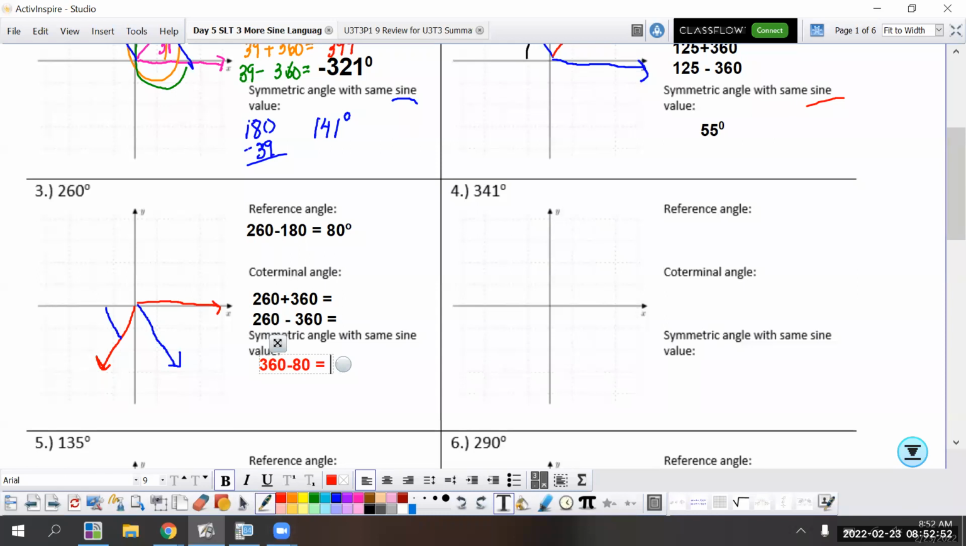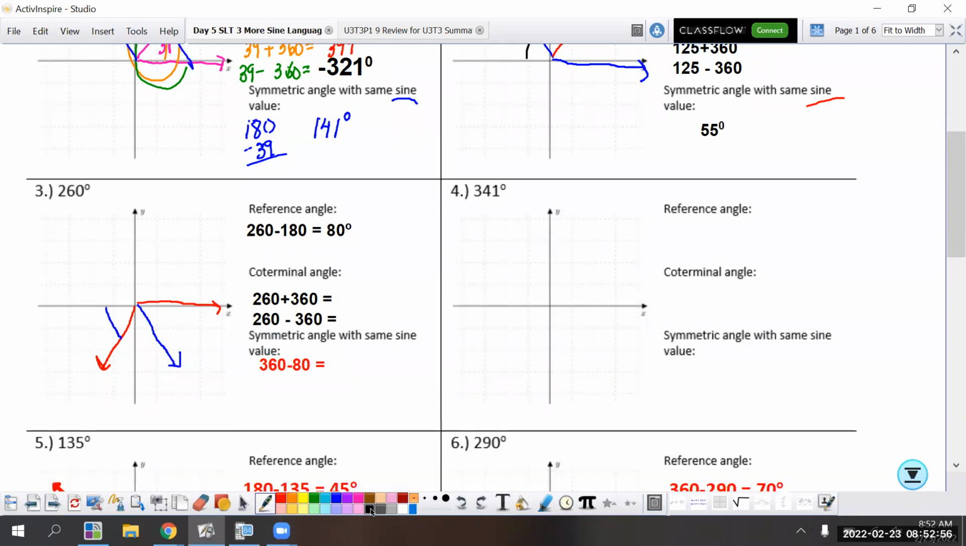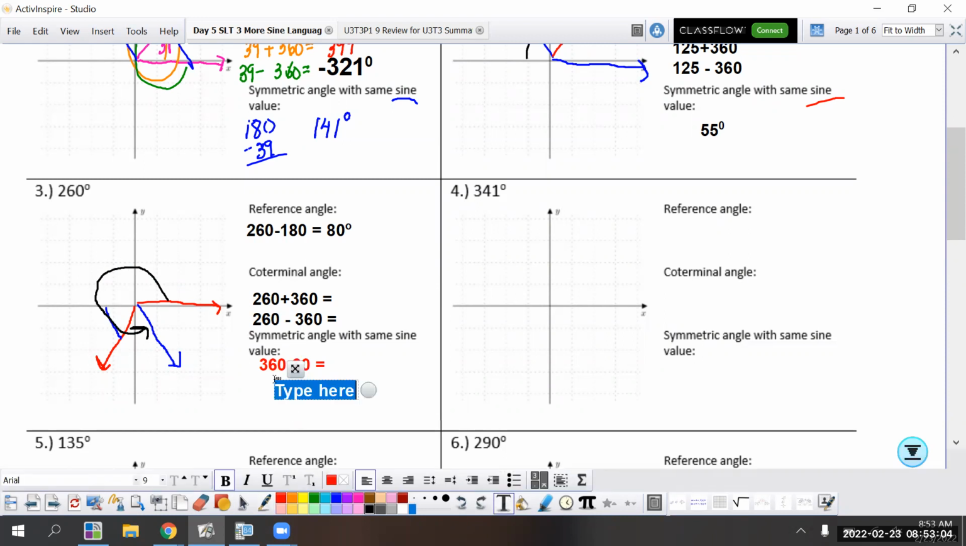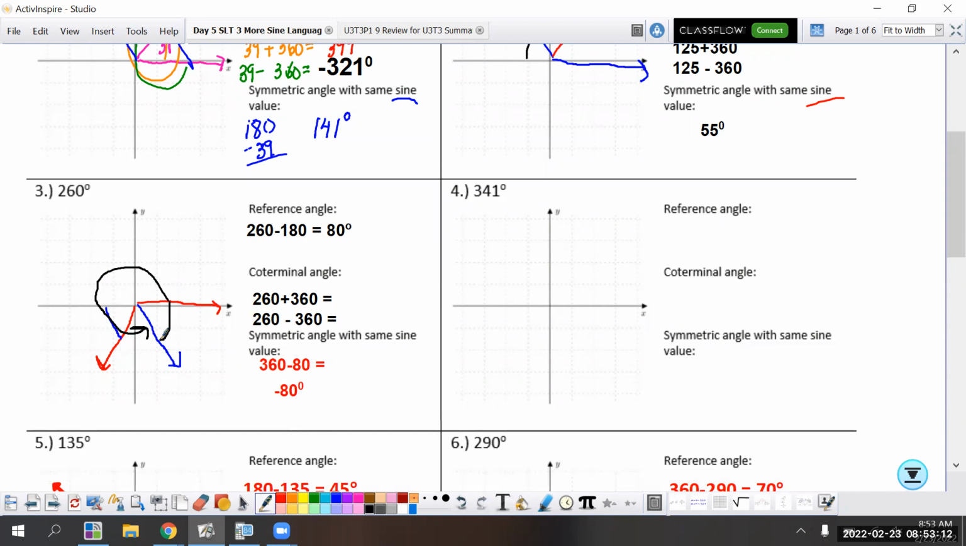Which would give us this angle of rotation. Or you could say negative 80 degrees and go clockwise, which is this angle of rotation. All right, last one.